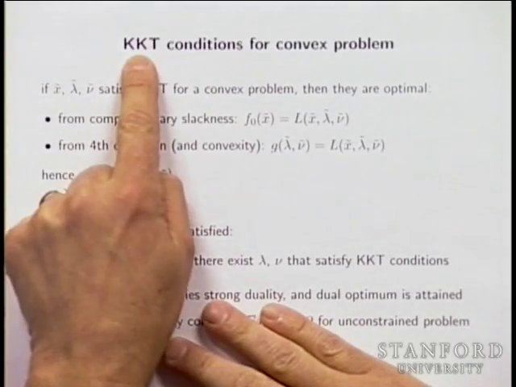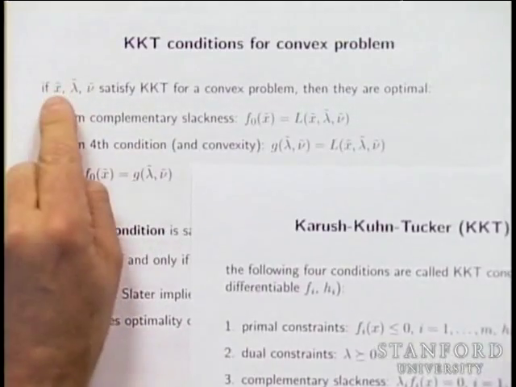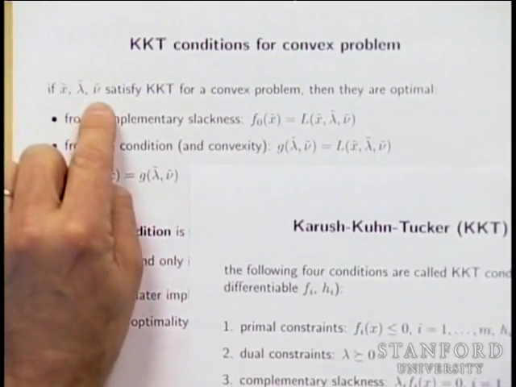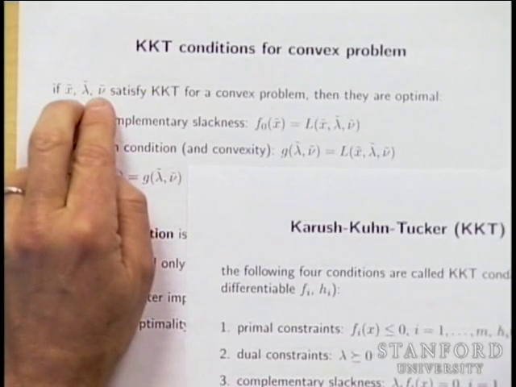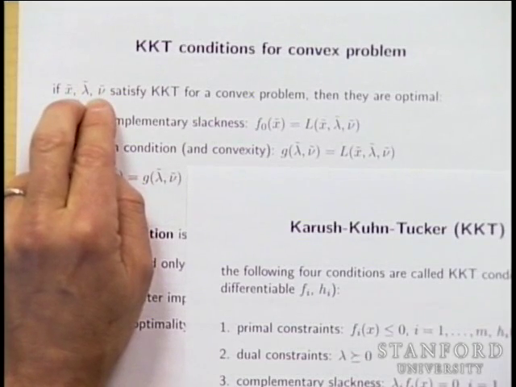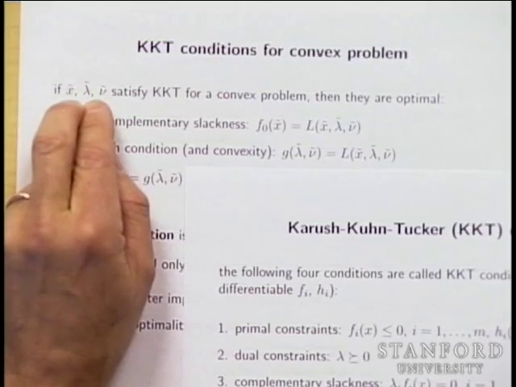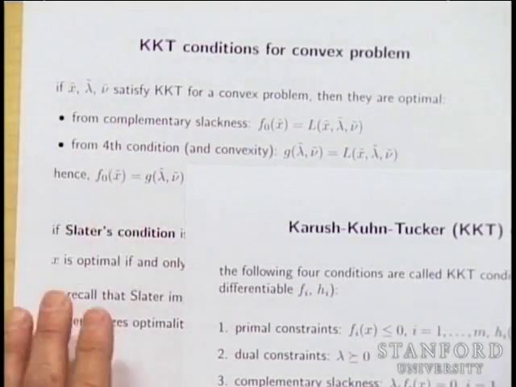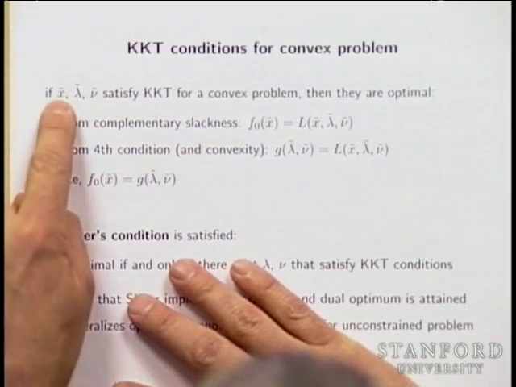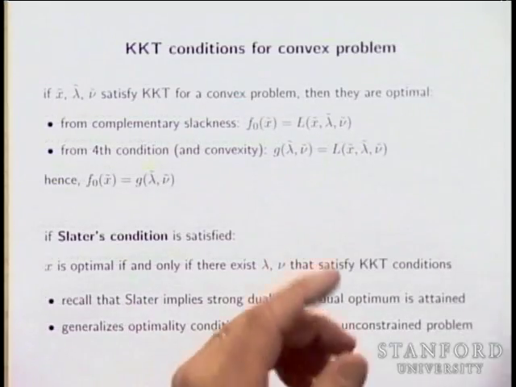Now suppose you have a convex problem and some points, x tilde, lambda tilde, and nu tilde satisfy KKT. I'm writing them as tildes because if I put a star on them, it presupposes by the notation that they are optimal. They will turn out to be optimal, but right now I'm going to use tildes, which are more neutral. So suppose x tilde, lambda tilde, nu tilde satisfy the KKT conditions. Then we're going to argue that, in fact, they're optimal. x tilde is primal optimal, lambda tilde, nu tilde is dual optimal. Okay, so the way that works is this.